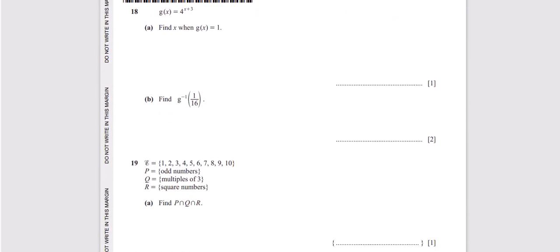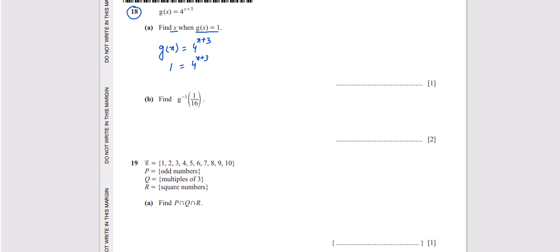Question number 18. g of x is equal to 4 raised to the power x plus 3. Find x when g of x is equal to 1. So the given function is g of x is equal to 4 raised to the power x plus 3. The value of g of x is 1, so 1 is equal to 4 raised to the power x plus 3.